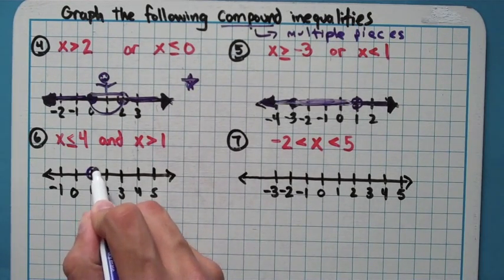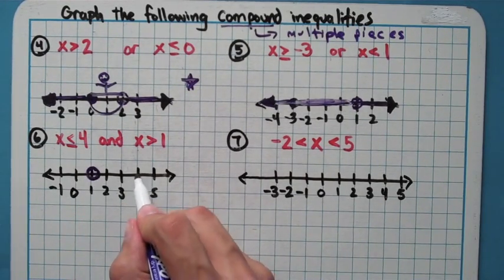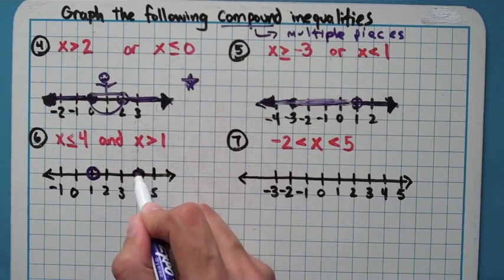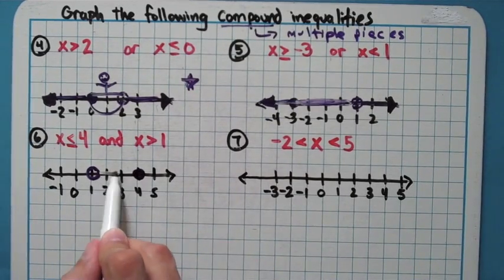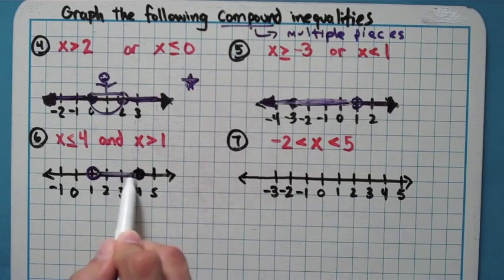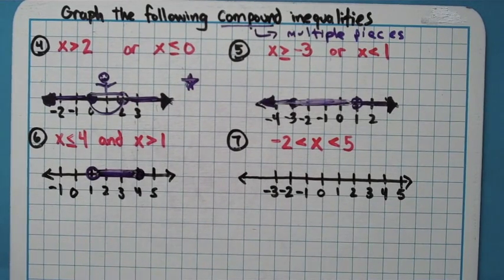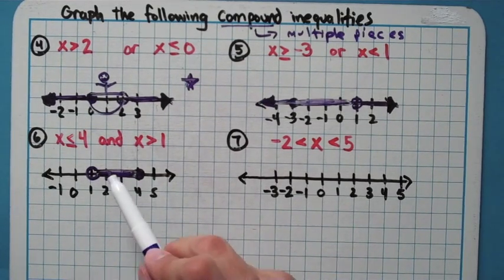So, open circle here, because I don't want 1. Closed circle here, because I do want 4. And all the part that gets shaded is the in-between part right here. Just that little piece, because these are the only numbers that are smaller than 4 and bigger than 1 at the same time. So this graph is like a little line segment.